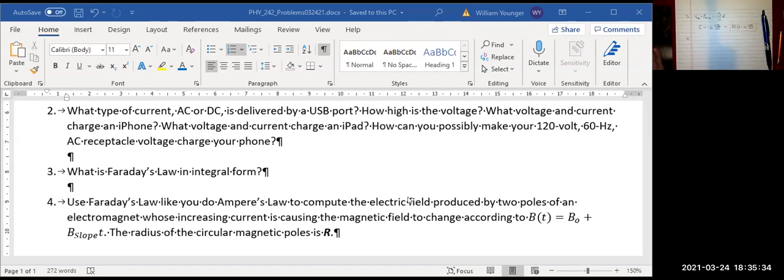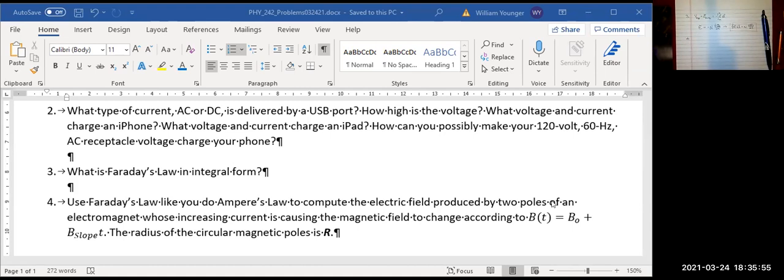So now I'm going to do our last problem that I wrote up for tonight. It says use Faraday's law, like you do Ampere's law, to compute the electric field produced by 2 poles of an electromagnet whose increasing current is causing the magnetic field to change according to B of t equals B0 plus B slope times t. The B slope, I'm just meaning, hey, this is the slope of the B versus t curve. That's all I'm talking about there, okay?